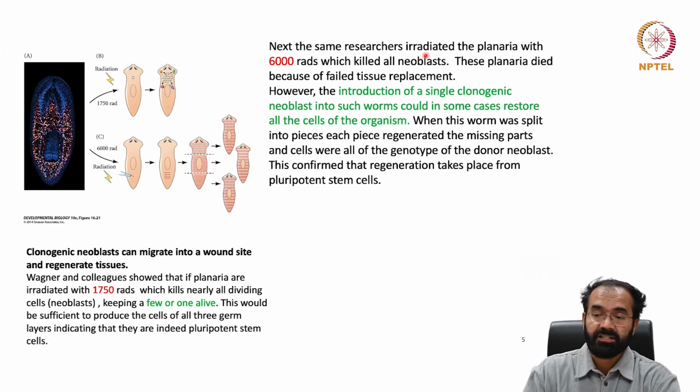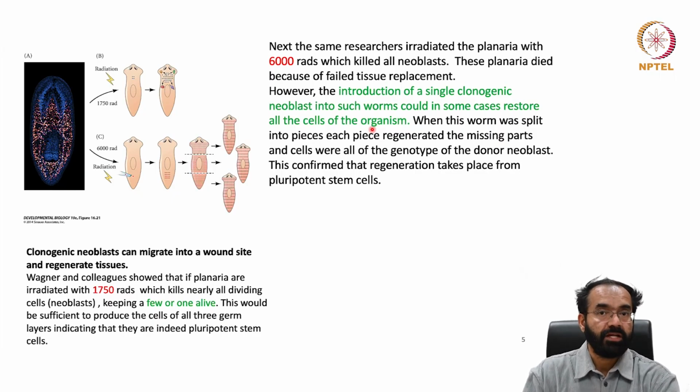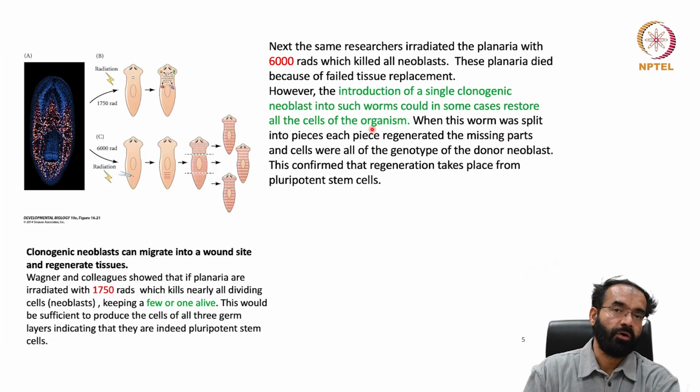Next, the same researchers irradiated the planaria with 6000 radians, which killed all neoblasts. Technically, that body will disintegrate. These planaria died because of failed tissue replacement. No point what you do. However, the introduction of a single clonogenic neoblast into such worms could, in some cases, restore all the cells of the organism. Sometimes it will not be successful, but one is enough. Although you have treated them with 6000 radians, one is good enough to restore the entire organism, which is equivalent to the genotype of the donor C neoblast.